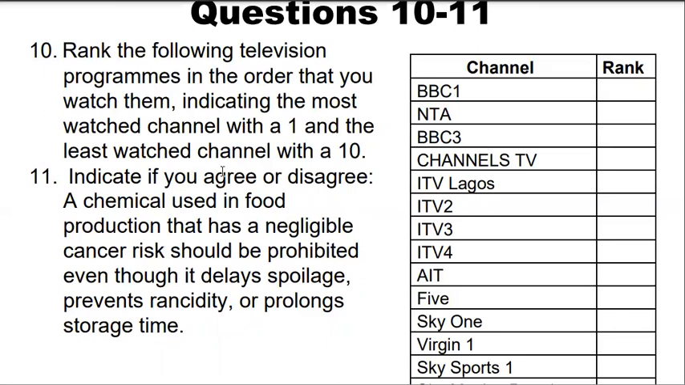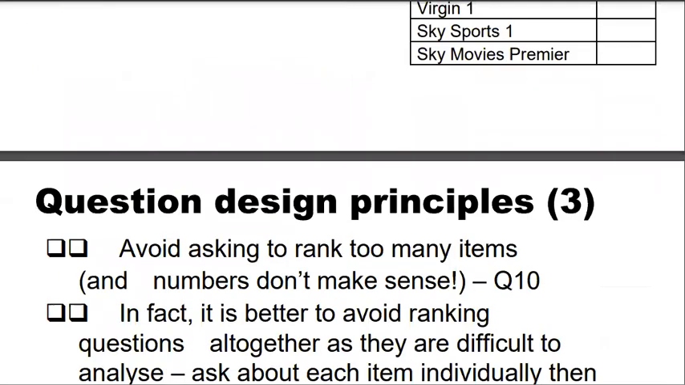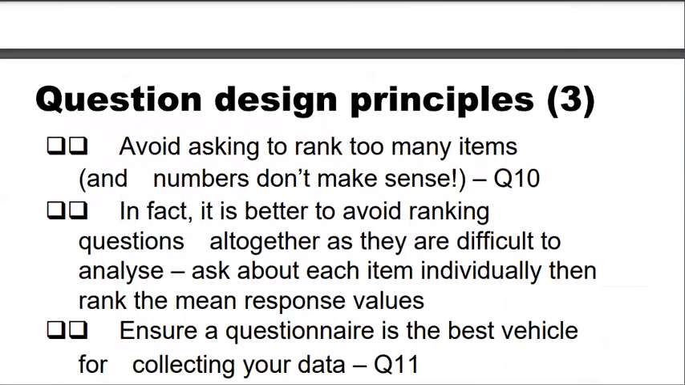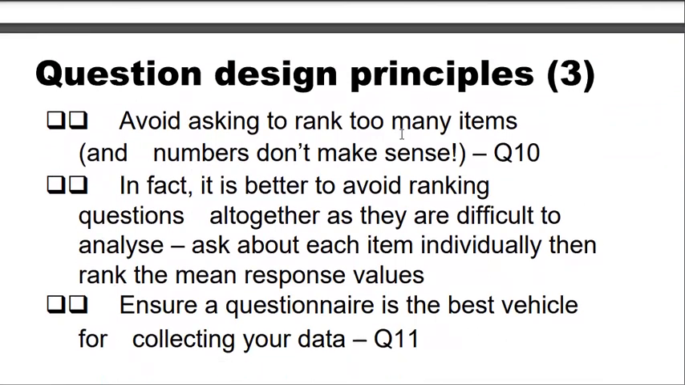Indicate you agree or disagree. A chemical used in food production that has a negligible cancer risk should be prohibited, even though it delays spoilage, prevents parasitic infection, or prolonged storage. Now, so what's the issue? So avoid using ranking for too many items, and numbers don't make sense, right? So you could use Likert scale also. Anything within the range of 5 or 7, that's the standard. You could use that to do your ranking.